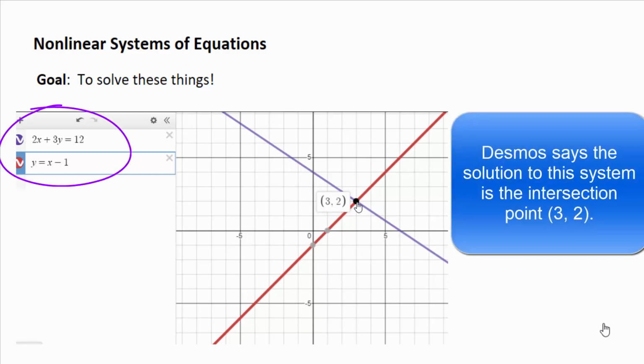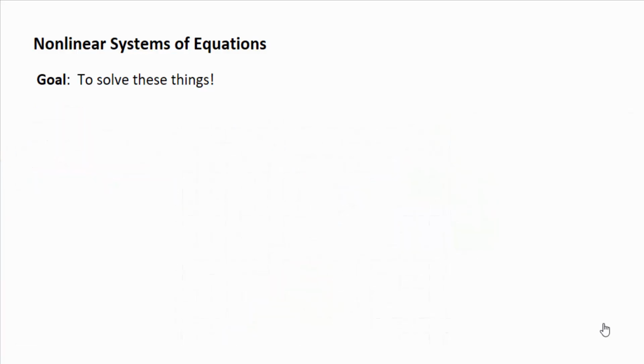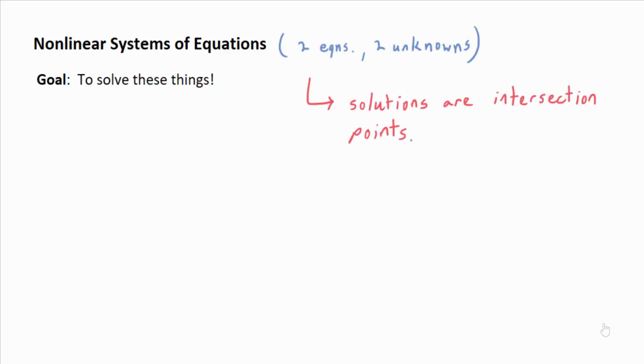We're going to look at nonlinear systems, so graphs that don't graph to be lines, but they're going to be two equations, two unknowns, so they do graph to be curves in the xy plane. And a solution would just be where they intersect.